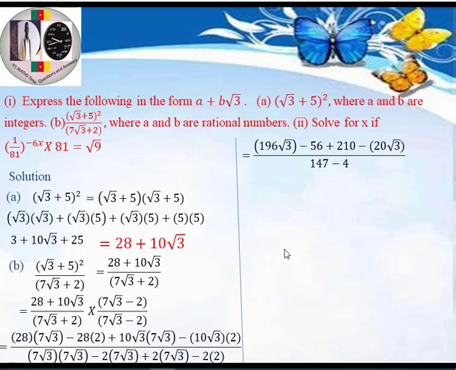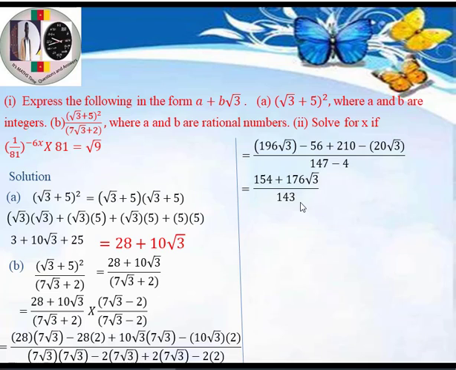So we are going to evaluate to give us minus 56 plus 20, and 196 root 3 minus 20 root 3. Minus 56 plus 210 will give us 154, plus 196 minus 20 will give us 176 root 3, because we are subtracting like terms together. And the denominator will have 147 minus 4, which will give us 143.